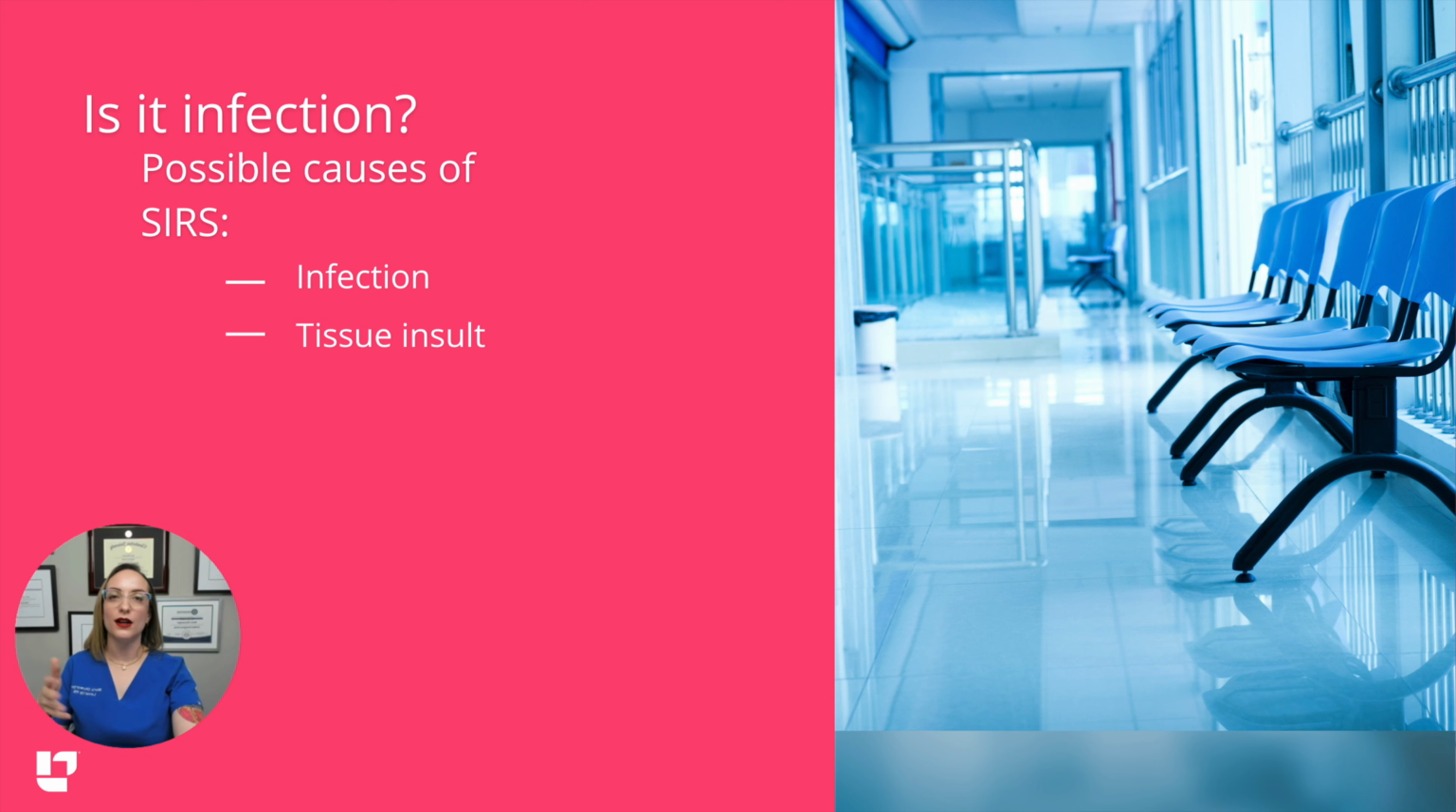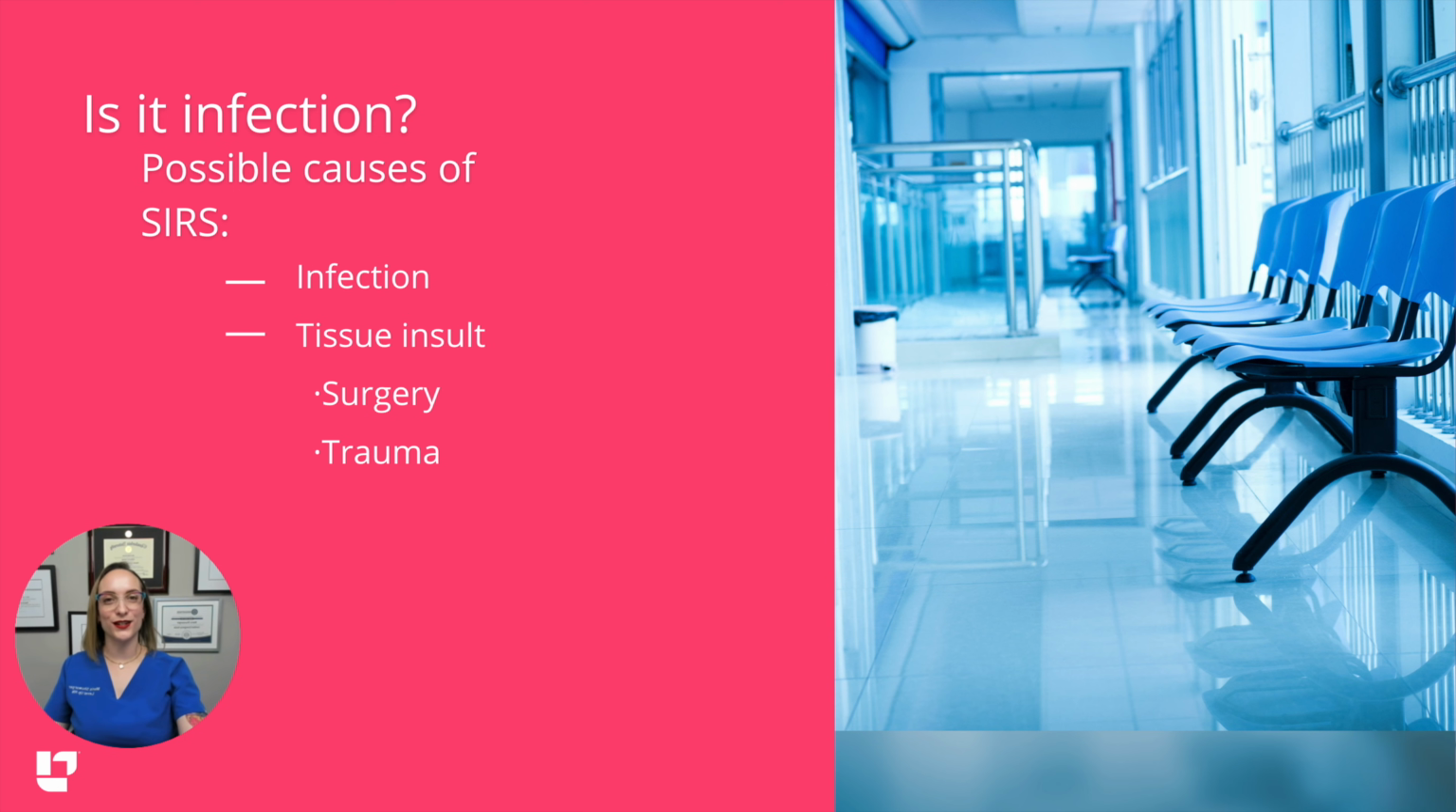Tissue insult. What does that mean? Here's some examples for you. Things like surgery or trauma. So if I cut myself deeply, if I am cut surgically, if I were to have some kind of crush injury, or anything that's going to be considered a traumatic event for my body, trauma, surgery, those things cause tissue insult. So we are disrupting the tissues of our body, and that can lead to SIRS.